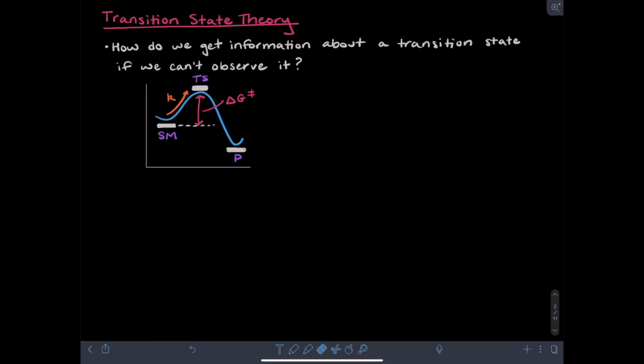We will consider both the rate at which the starting material goes to the transition state, which I'm labeling orange K, and we'll also consider the rate at which the transition state goes on to products. I'm going to call this yellow K double dagger. The double dagger sign is a way of denoting that something is related to the transition state.